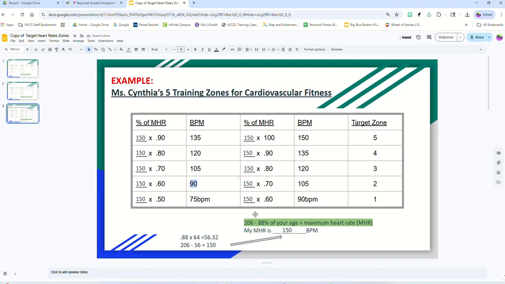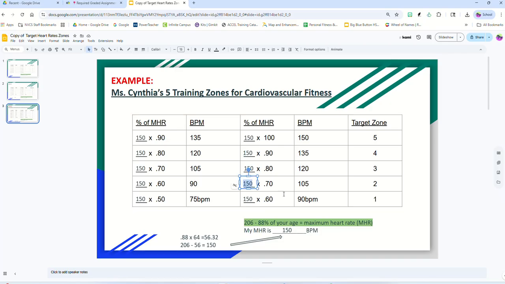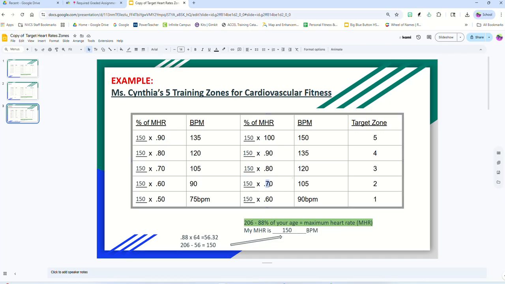Sorry, I have to go back because that got messed up a little. Sorry about that. So anyway, it's the same because this is 60%. So it's 90 beats per minute is my low end. And now I'm going to take the 150 and I'm going to multiply it by 0.70. And then I'm going to come up with 105 beats per minute. So for Miss Cynthia, my low end for level 2 is 90 beats per minute, and then my high end is 105 beats per minute.